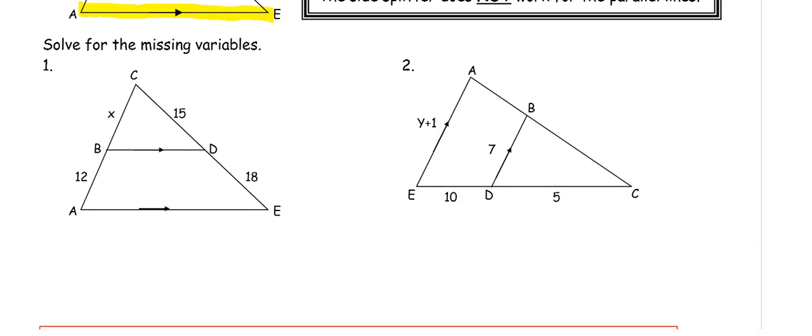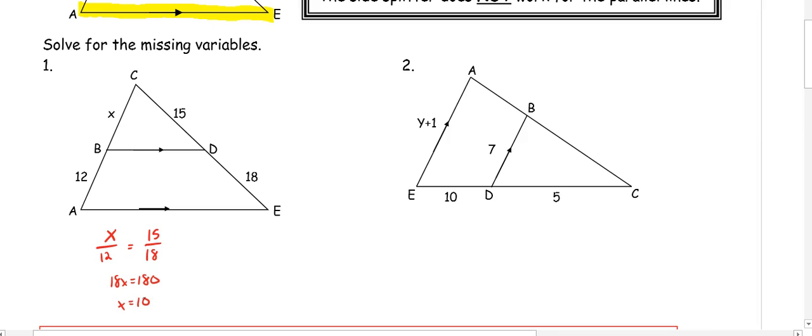So solve for the missing variable. So number one, we're going to solve for x. All of our variables are on the side and not on the parallel side, so we can set up side splitter. So we would have x over 12 equals 15 over 18. So when we cross multiply, we would get 18x equals 180, x equal to 10.